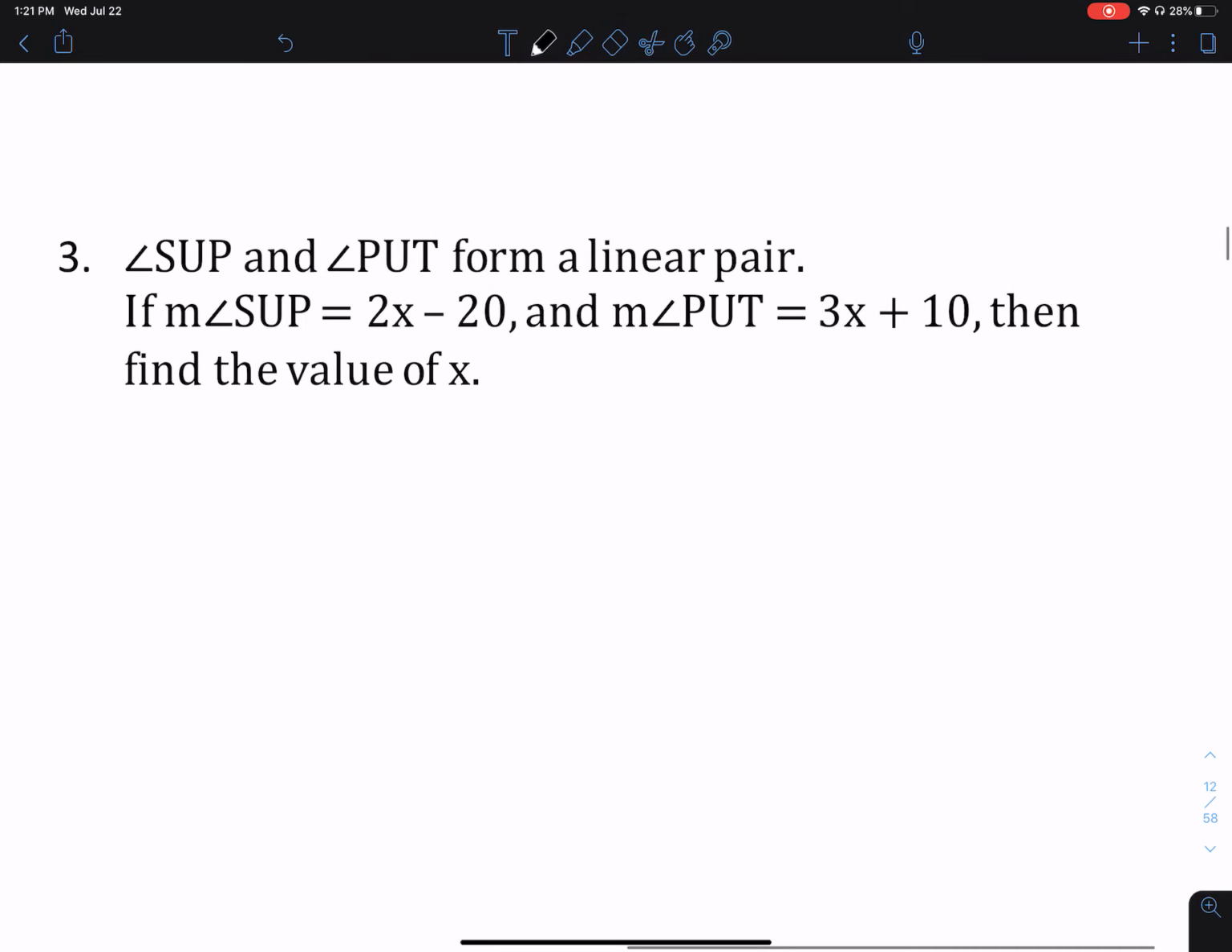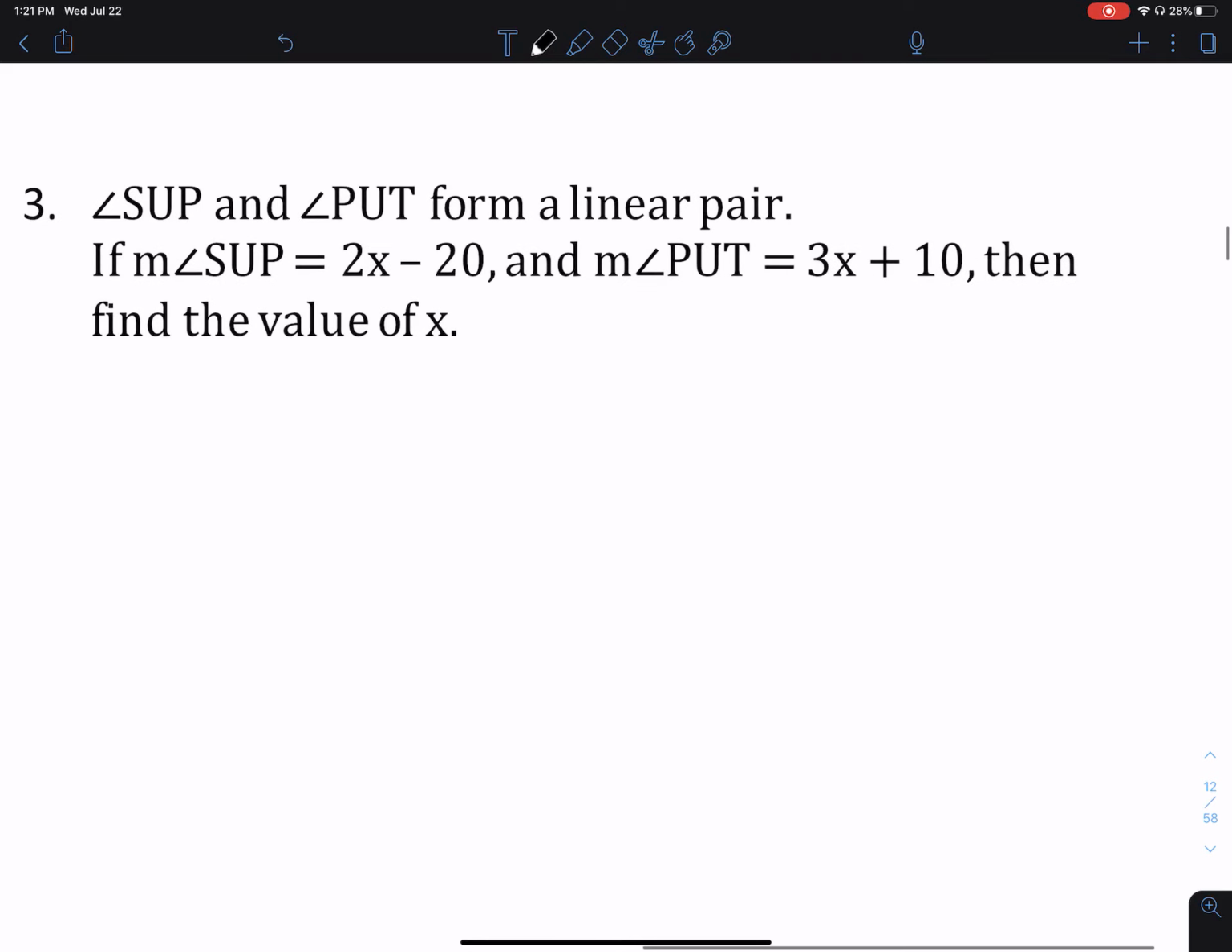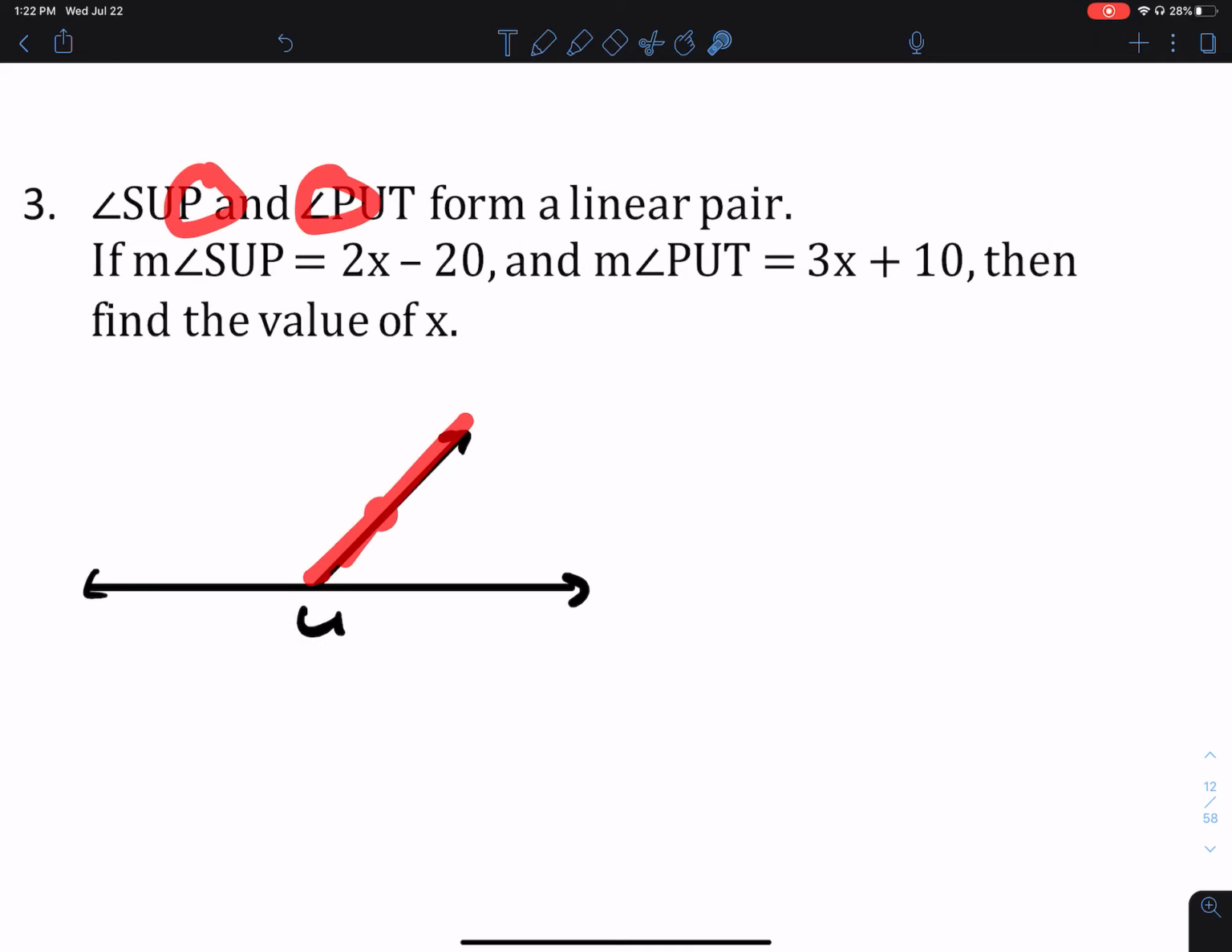Number 3. Angle SUP and angle PUT form a linear pair. So a linear pair, I know, is a straight angle. It has a ray coming off of it. So what's the vertex? It's the center letter, U. What letter do they have in common? They have a P in common, so that's got to be on the common ray. And then S and T are the letters they don't have in common, so on one of these rays I put an S, on one of them I put a T. There's my picture, a linear pair.